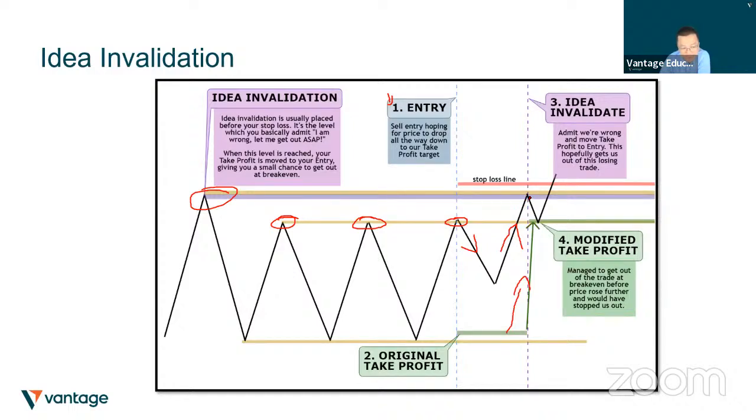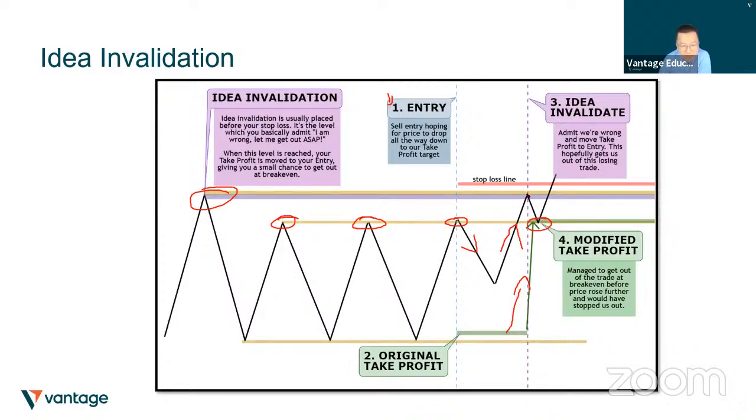And what you might see is that price comes down and hits your take profit at break-even. That's what we call an idea invalidation. And then it goes up, and could have hit your stop loss if you didn't try to close out that trade at break-even. All right. From my experience, that works very well sometimes.